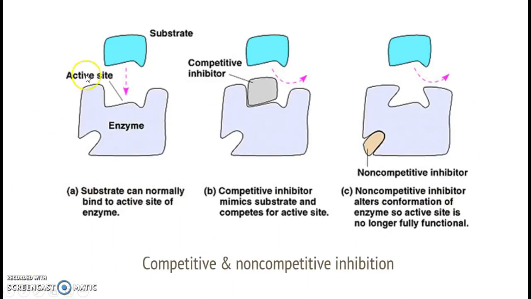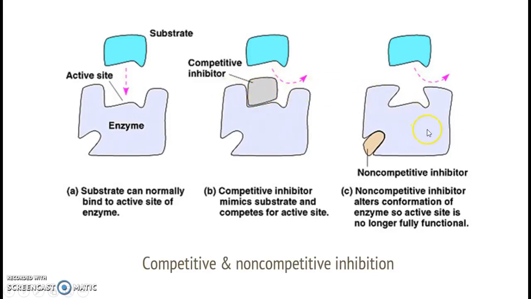With this model, we can see how the substrate should normally fit into the enzyme's active site, and in this instance, the enzyme would be able to catalyze the reaction. However, here we see that there's another substance in the way. If the substrate tries to bounce into the active site, the competitive inhibitor will prevent the reaction from being catalyzed.